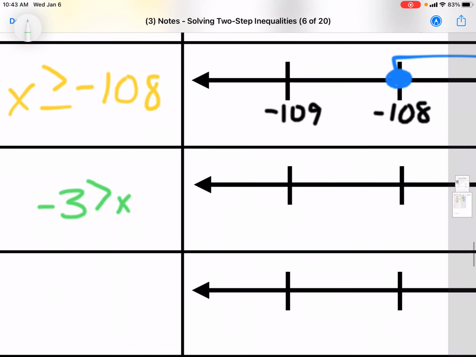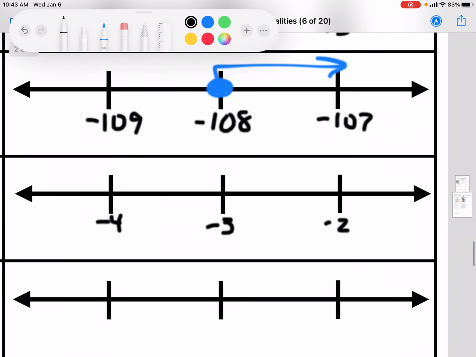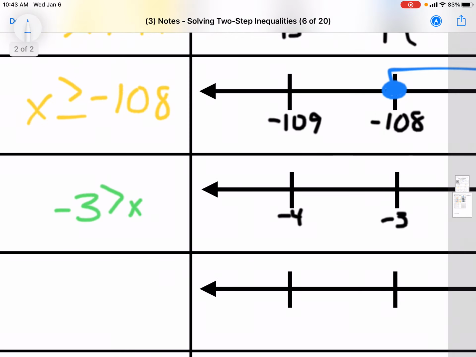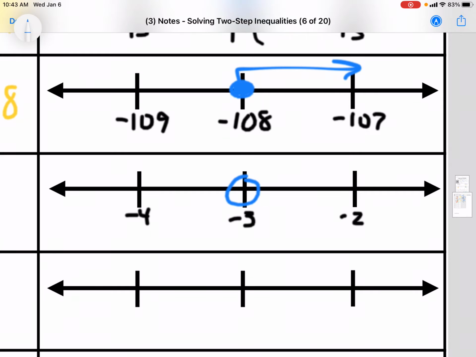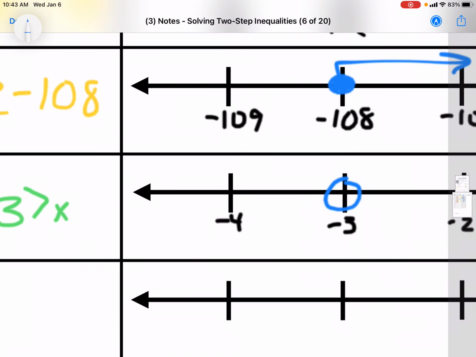So x is less than negative 3, so let's go ahead and put our numbers out here. Open or closed dot? It's an open dot. X is less than, so the x tail's pointing to it, so less than goes to the left.